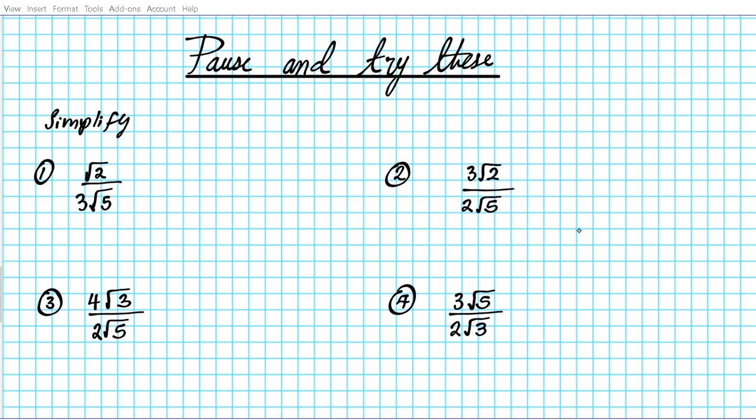Welcome back. Hopefully you had a chance to try out the problems. Let's take a look at what the answers are. Question number 1, the answer is root 10 over 15 in a simplified state. Number 2, the answer is 3 root 10 over 10. For number 3, the answer is 2 root 15 over 5. And number 4, final answer is root 15 over 2.